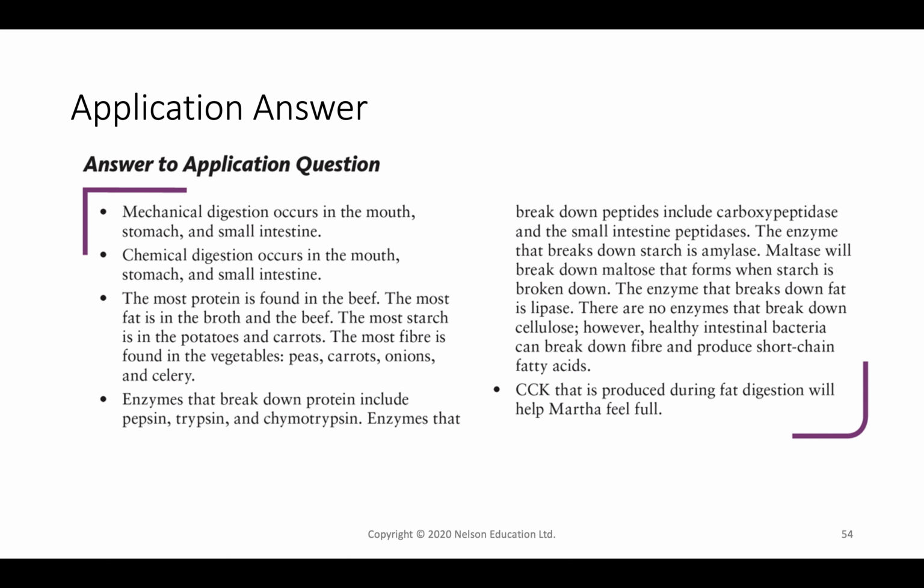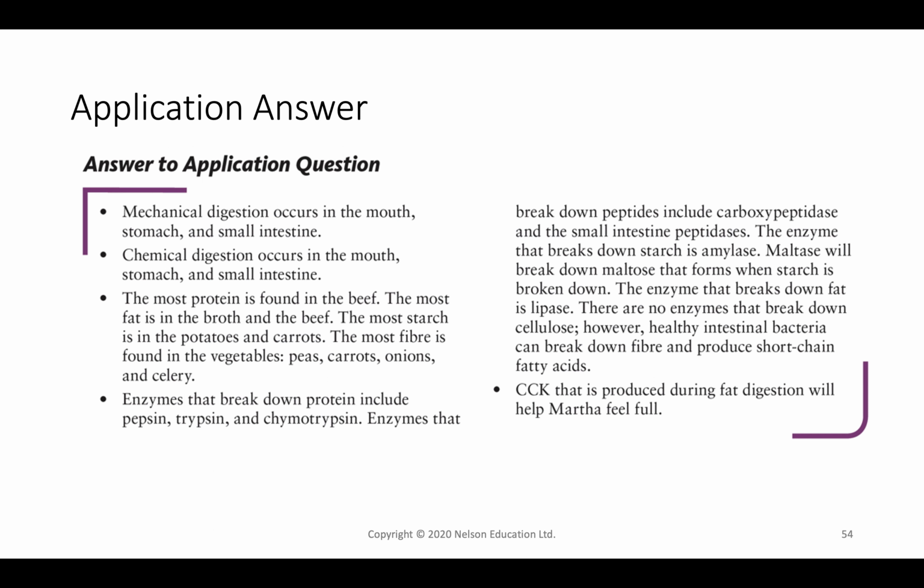Okay, so last but not least, let's go back to the application question that we talked about when she was digesting the food. So the mechanical digestion is going to occur in multiple regions of the digestive tract, including the mouth, stomach, and small intestine. Chemical digestion occurs in the mouth, stomach, and small intestine as well. Which one of these different types of food are going to have the different amounts of biomolecule? Obviously, the beef is going to have the highest amount of protein. The highest amount of fat is also going to be in the beef, but some in the broth, starch in the potatoes and carrots, fiber in all of the vegetables.